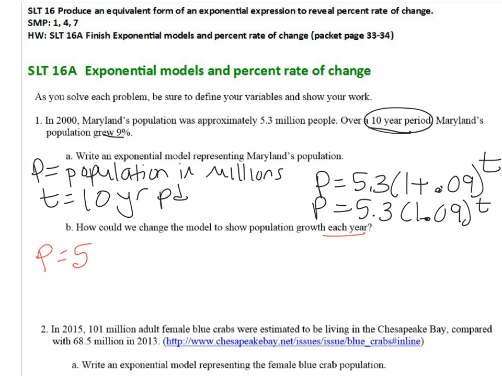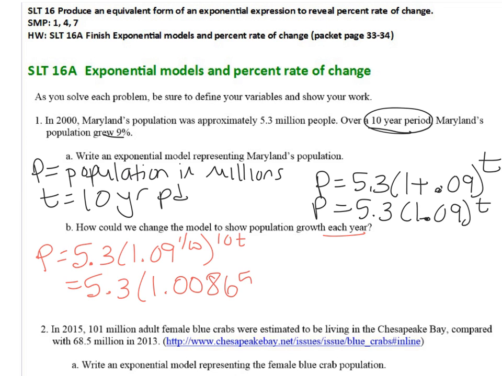So I'm going to take my equation, and the b value for the exponential gets raised to the 1/10, and then the exponent becomes 10t. So now on my calculator, I'm going to type 1.09 to the 1/10. Make sure you put parentheses around your exponent so that you get the correct decimal. And this is our equation.